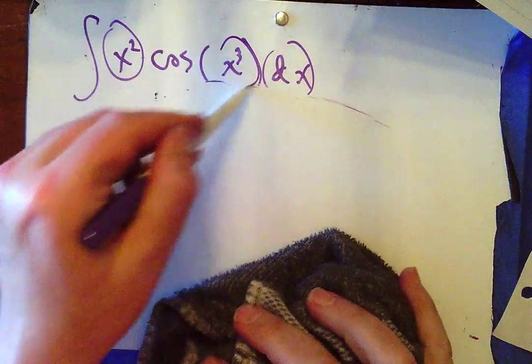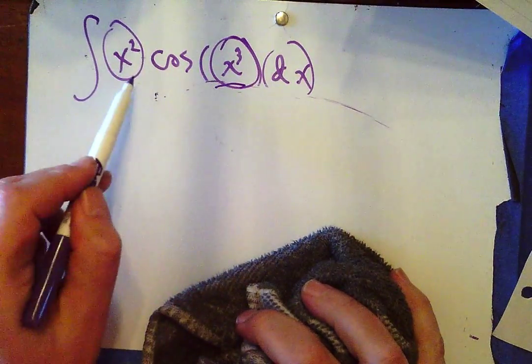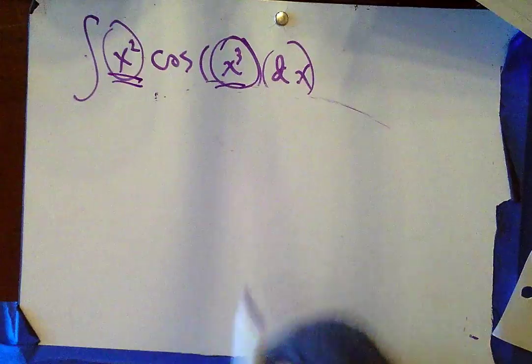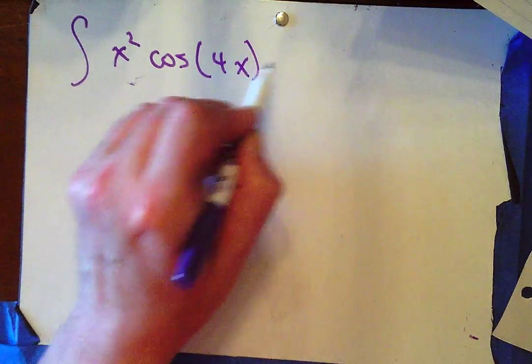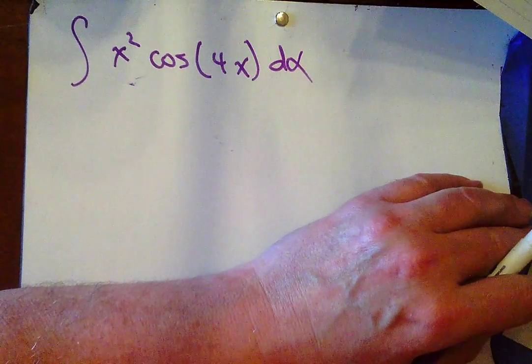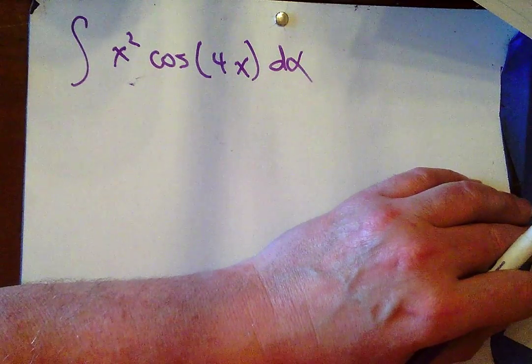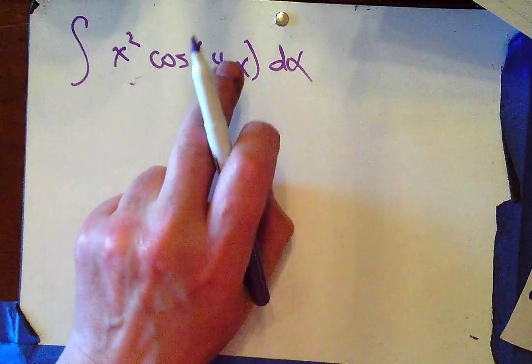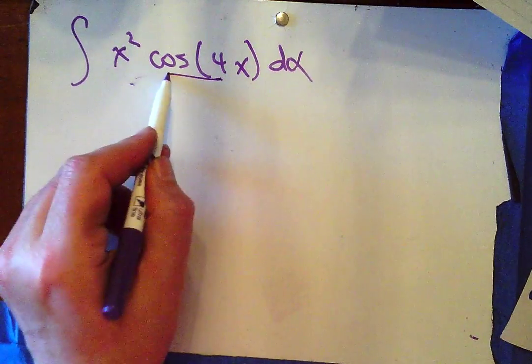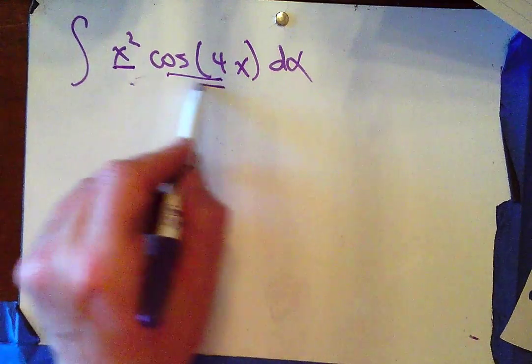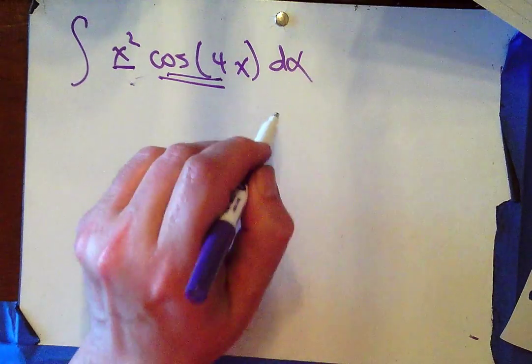So, not everything that instantly looks like tabular is tabular. I'm looking for a function inside of another and part of its derivative. So, how about this one though? X squared cosine 4x dx. Now that's not a u substitution. Derivative here would be 4. It's not going to get me that. So I see a function, and someone else's derivative. This is by parts.